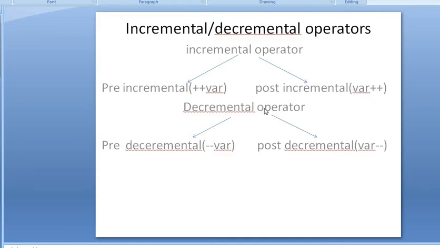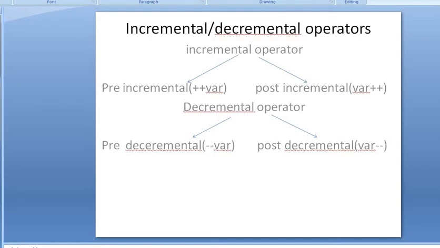Coming to the decremental operator, it is further divided into two types: the pre-decremental operator, represented as --variable, and the post-decremental operator, represented as variable--. So what is the pre-incremental or decremental type, and the post-incremental or decremental type? Let us see. In the pre-incremental or decremental, it first increases or decreases the value and then assigns it. In the post-incremental or decremental, it first assigns the value and then increments or decrements it.